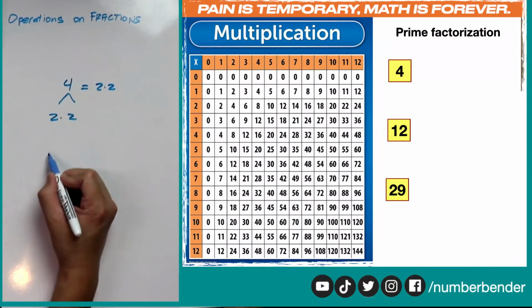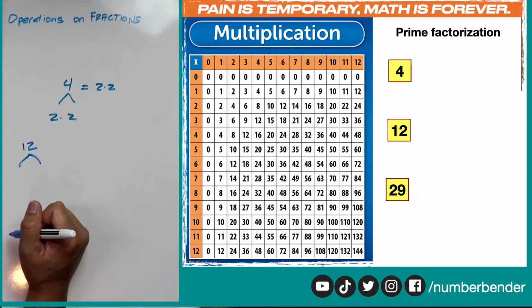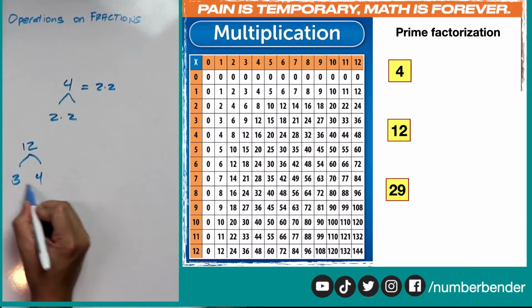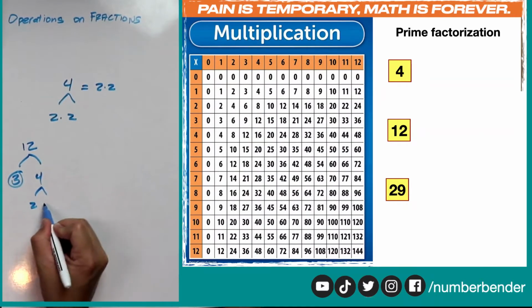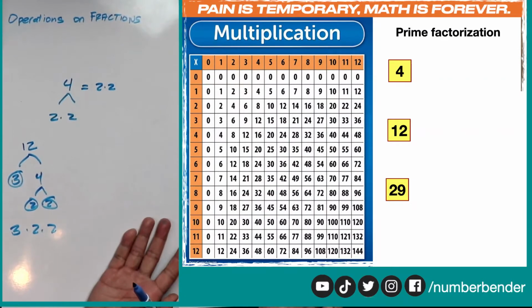And if we use 12, if we break this apart, the first two numbers that we could think of are, let's say, 3 and 4. And 3 is a prime number, but 4 is not. So if we break this apart, it will give us 2 and 2. So now we have 3 times 2 times 2 as its prime factors.